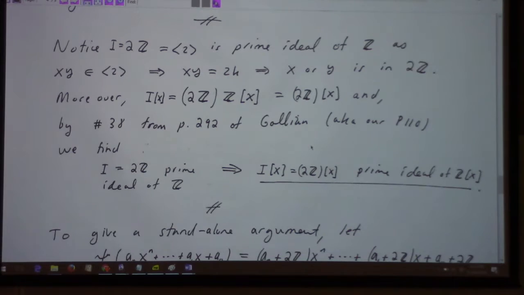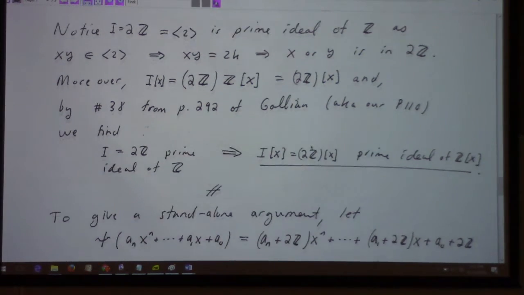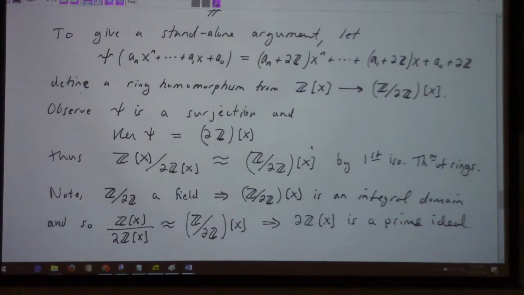So it's actually just the application of the previous homework problem. Here's a standalone proof. You look at the homomorphism, because on the test you might not be able to refer to a homework problem, for example. So you just define this homomorphism, the quotient map. You just take each coefficient and map it to its coset mod 2, in Z2.